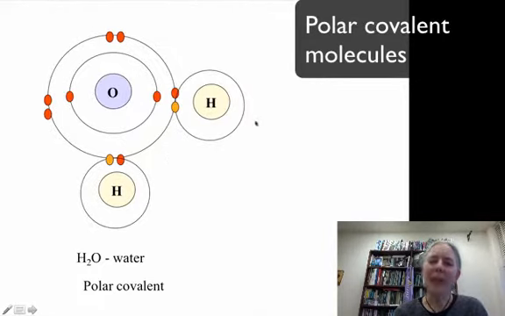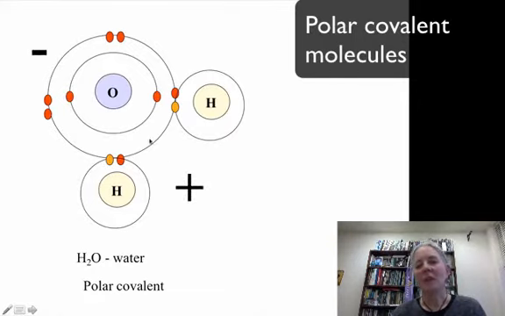So if we look at the entire molecule, we have an equal number of protons and electrons. But if we look at where they are in space, we find that the molecule is polar. There's a distribution of charge, so that there's a more negative charge on this side of the molecule than there is on that side. Whenever this happens, we call this a polar covalent bond.